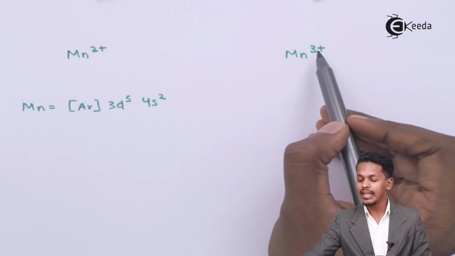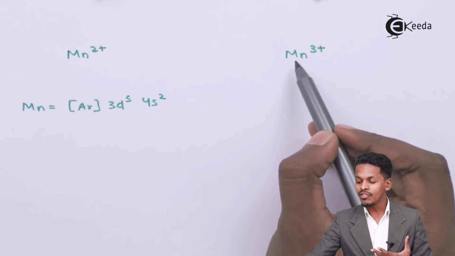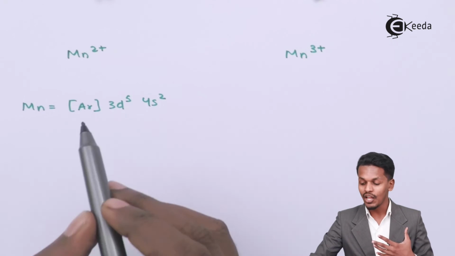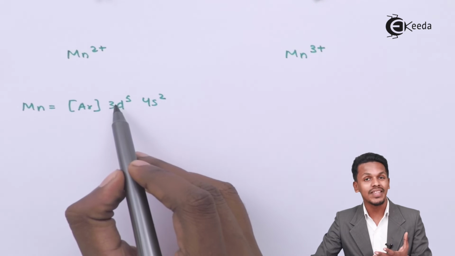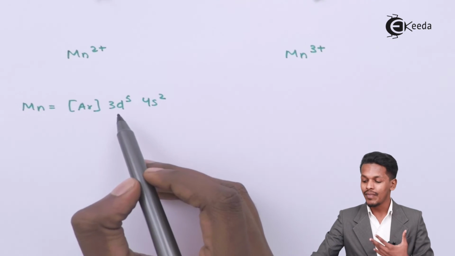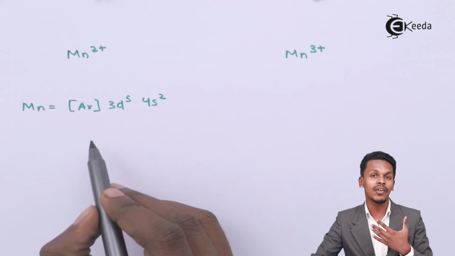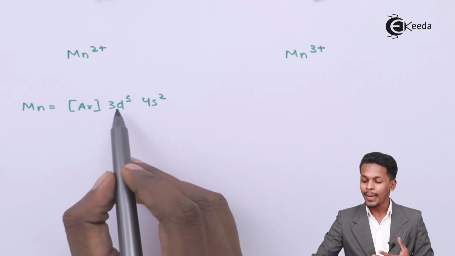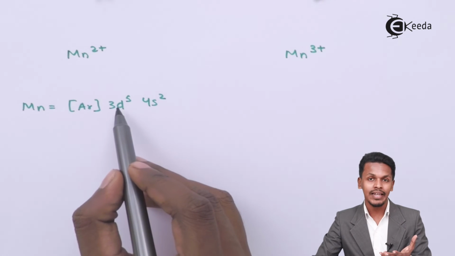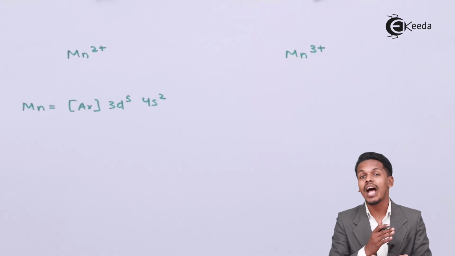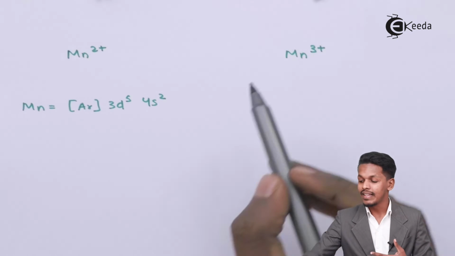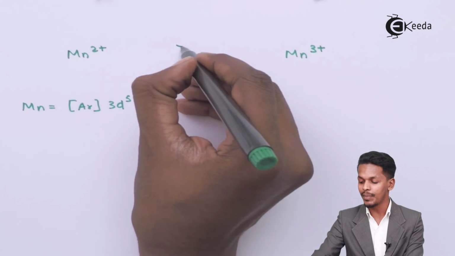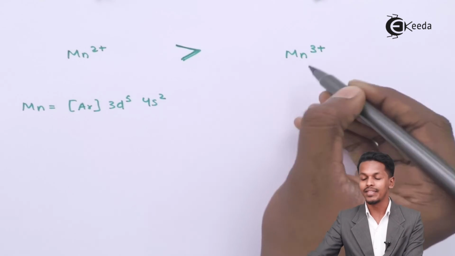But if we compare with Mn3+, this oxidation state is achieved only if these two electrons are lost and one more electron is lost from the 3d orbital. Then 3d5 is converted into 3d4, and 4s2 into 4s0. By losing one electron from the 3d orbital, the d orbital is no longer half filled, and that is why Mn3+ will not be stable compared to Mn2+. Mn2+ is more stable than Mn3+.